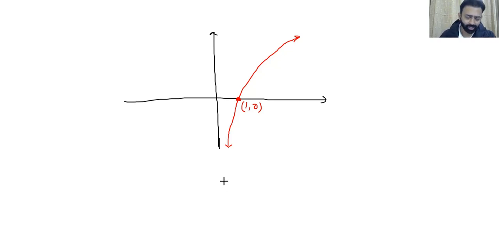Now there are some properties of the log function which will be used in solving certain questions involving logs. What are those properties? You can write them down if you are making some notes. Properties of log function.